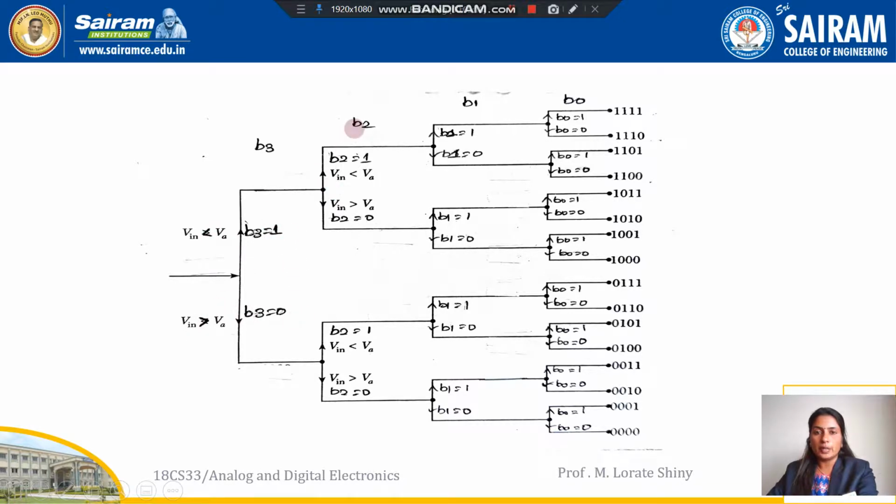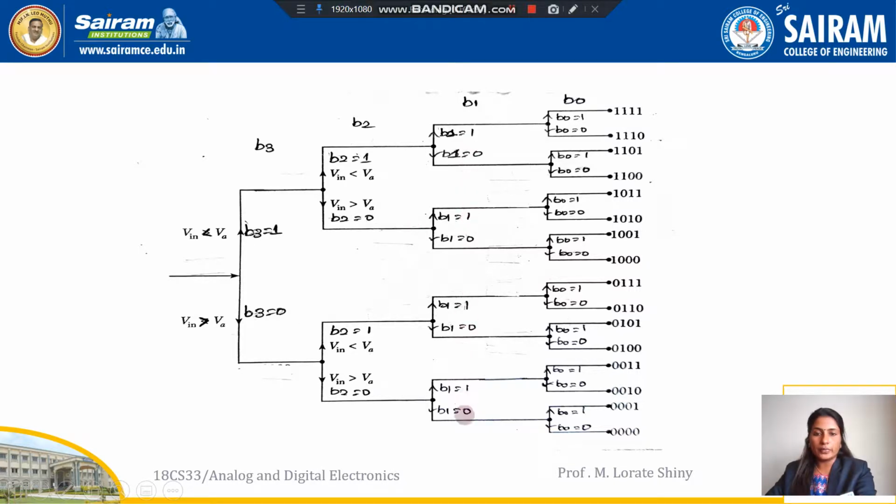Next, in the next level, B2 comparison. Again, we have to compare. If VA is greater, B2 will be 1. If VA is less, B2 will be 0. Third bit: if VA is greater, 1; if VA is less, 0. Next, B1 comparison. If VA is greater, 1; if VA is less than VIN, then it is 0. So if you consider this place, B3 is 1, B2 is 0, and B1 is 1.